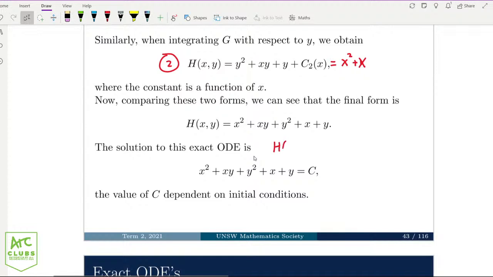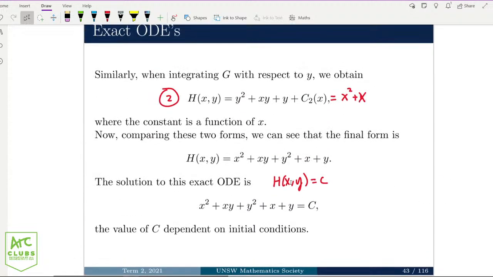So we have h(x, y) is equal to c, where the value of c is dependent on initial conditions. But in this case, because we have not been given our initial conditions, we can just leave it as that.